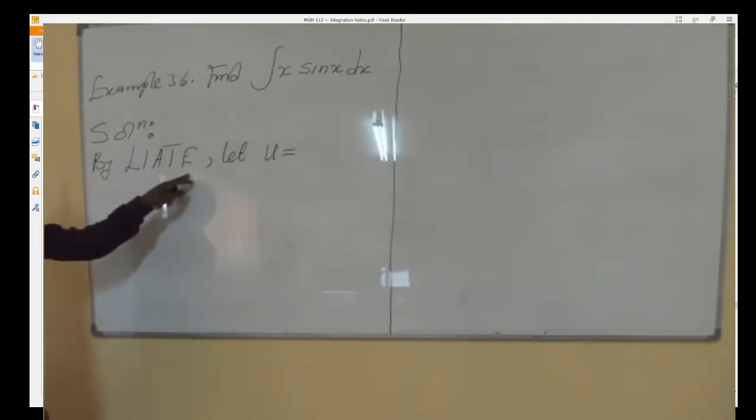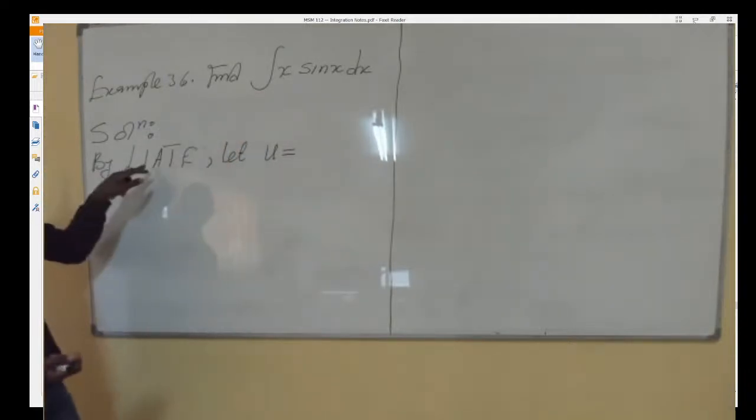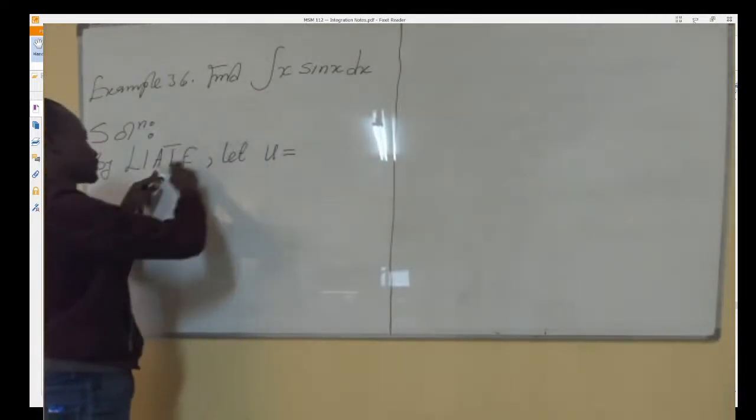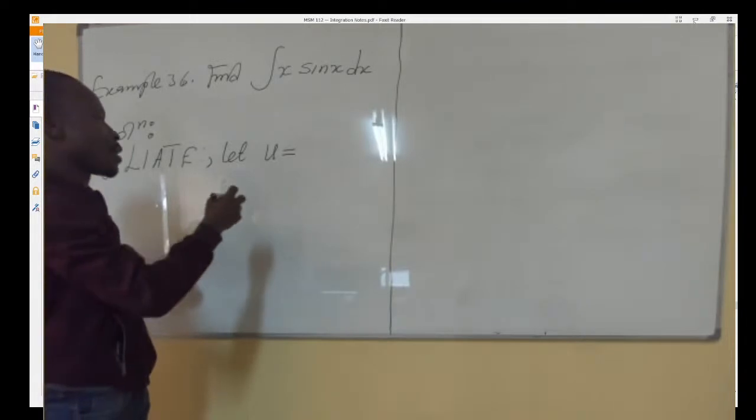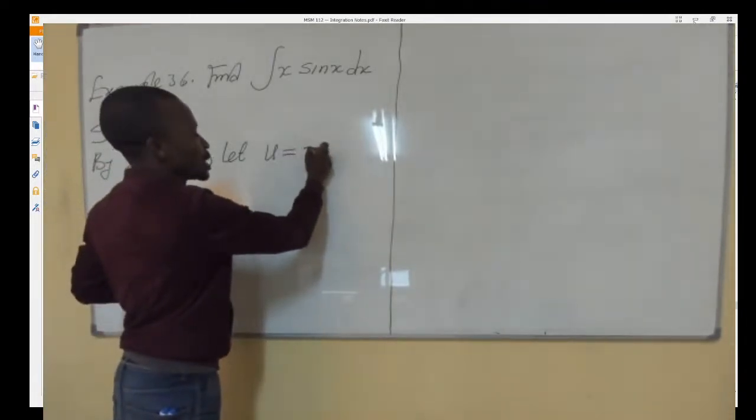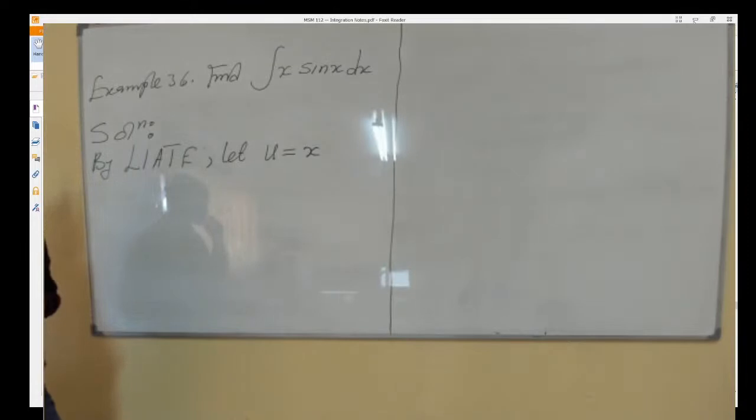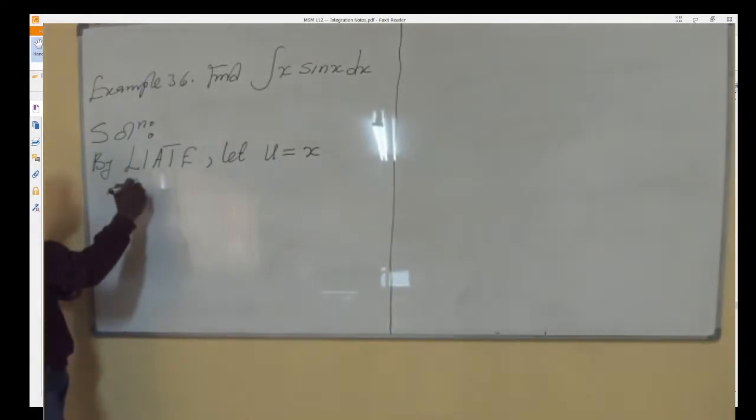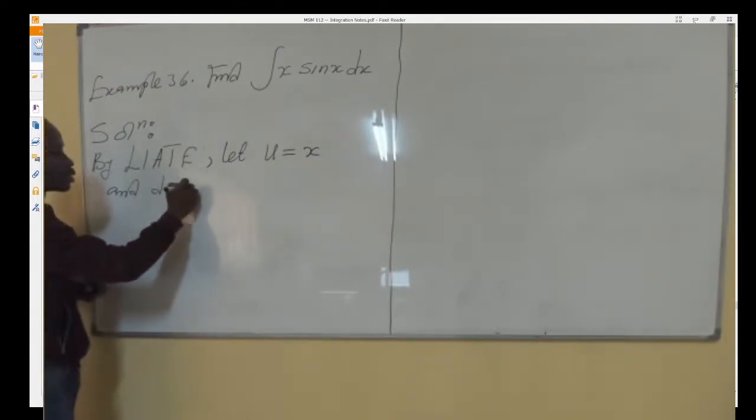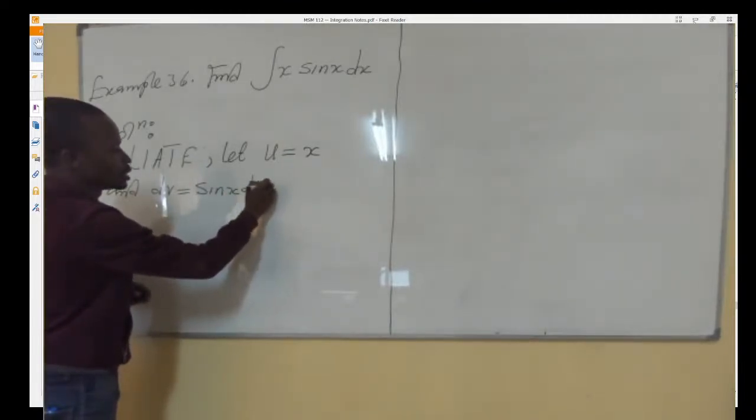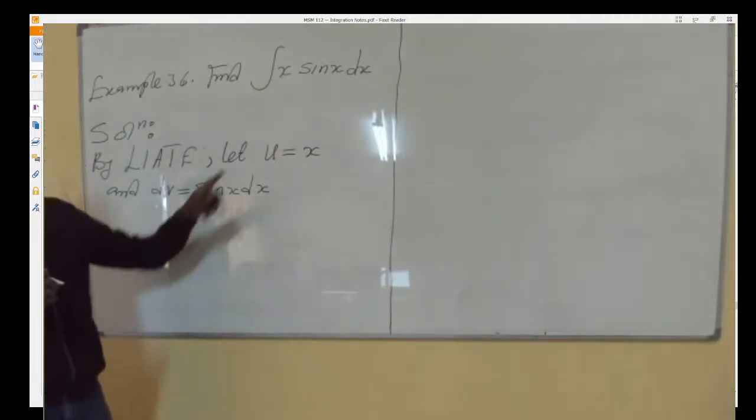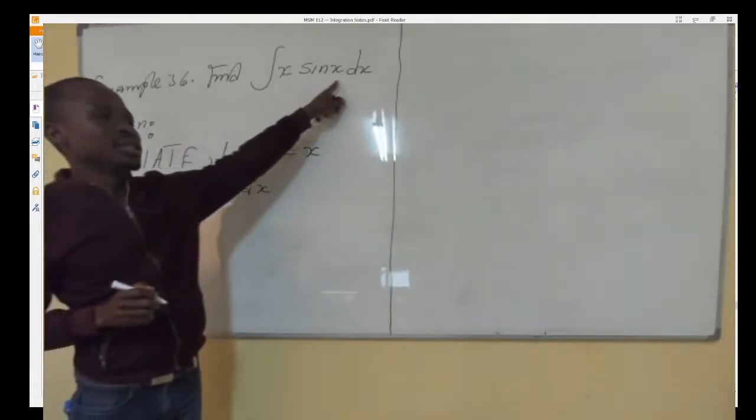Following LIATE, we have an algebraic function, which is A, and the trigonometric function, which is T. So the trigonometric function is second in terms of position. This means our u will be equal to x. Now, when our u is x, our dv will be equal to sine x dx. So this will be your u, and this one will be your dv.